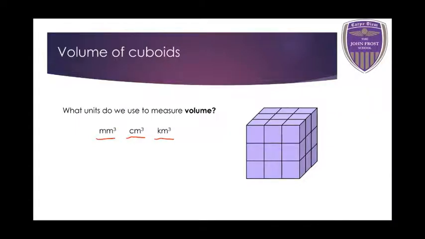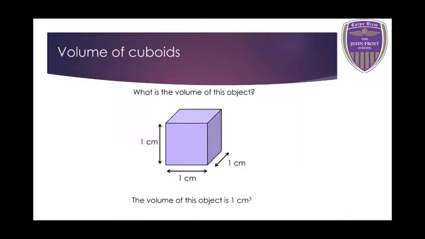Literally just little cubes. So if I had a cube that was 1 centimeter high, 1 centimeter wide, and 1 centimeter deep, we would say that this object has a volume of one centimeter cubed, or 1 cubic centimeter. Okay.